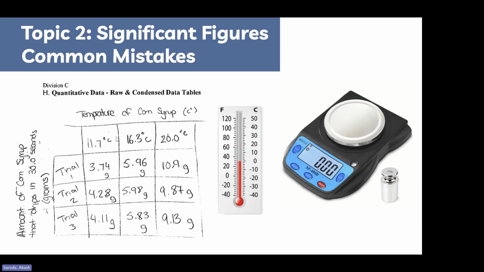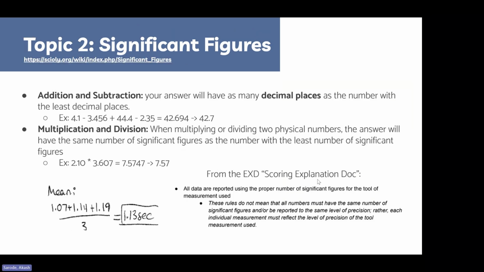These values 11.7, 16.3, 20.0. And then these are the dependent variable results, which we measured using the digital scale. And the thing that we did wrong is when the mass exceeded 10 grams, we got rid of one significant figure. So instead of saying 10.93, we rounded it to 10.9 because we wanted to keep the data at 3 significant figures. But based off of this scoring explanation doc, we need to report data using the proper number of significant figures for the tool of measurement.